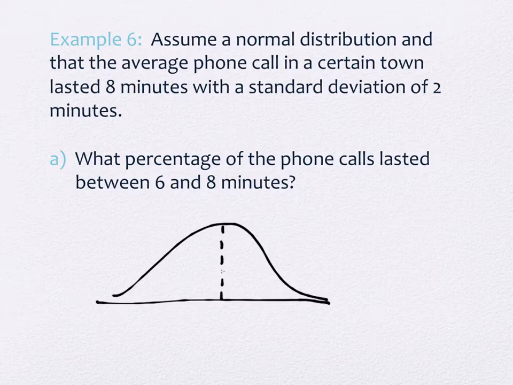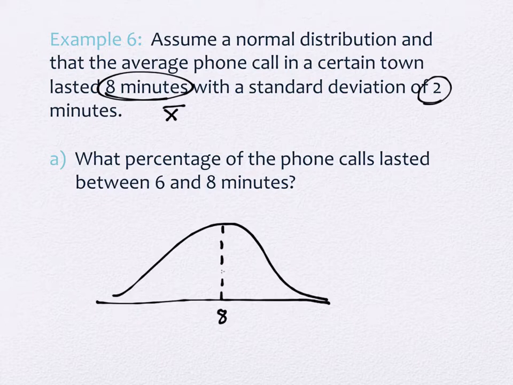The average phone call in a certain town lasted 8 minutes. So this average phone call bit is the mean. So this right here is 8. And then it tells you it has a standard deviation of 2 minutes. So we're going to take our diagram and we're going to mark out 2 on either side 3 times because that's our 3 standard deviations away.